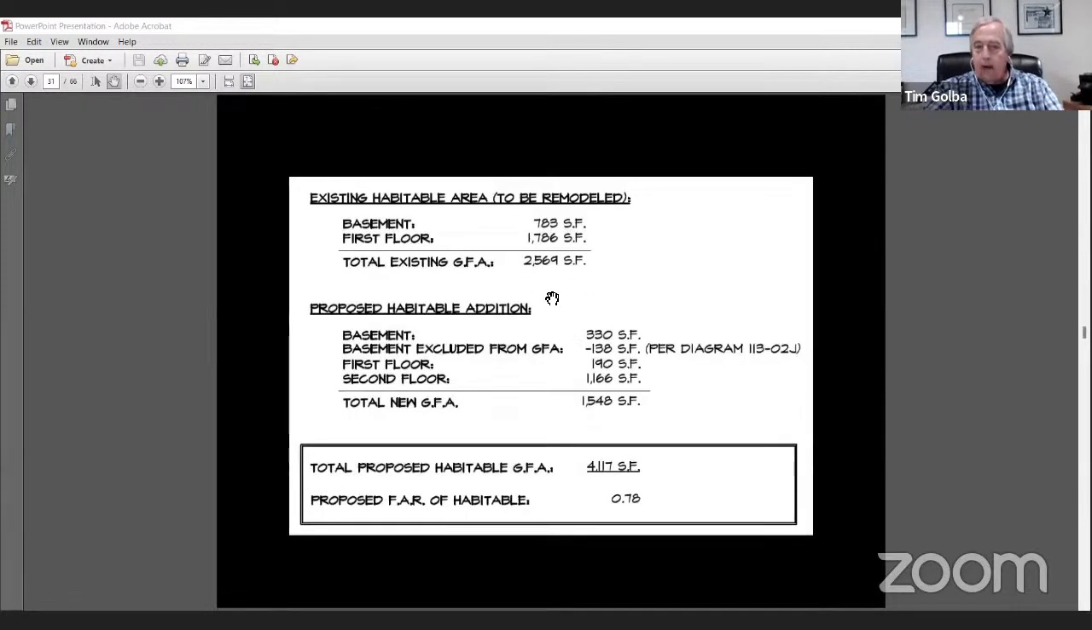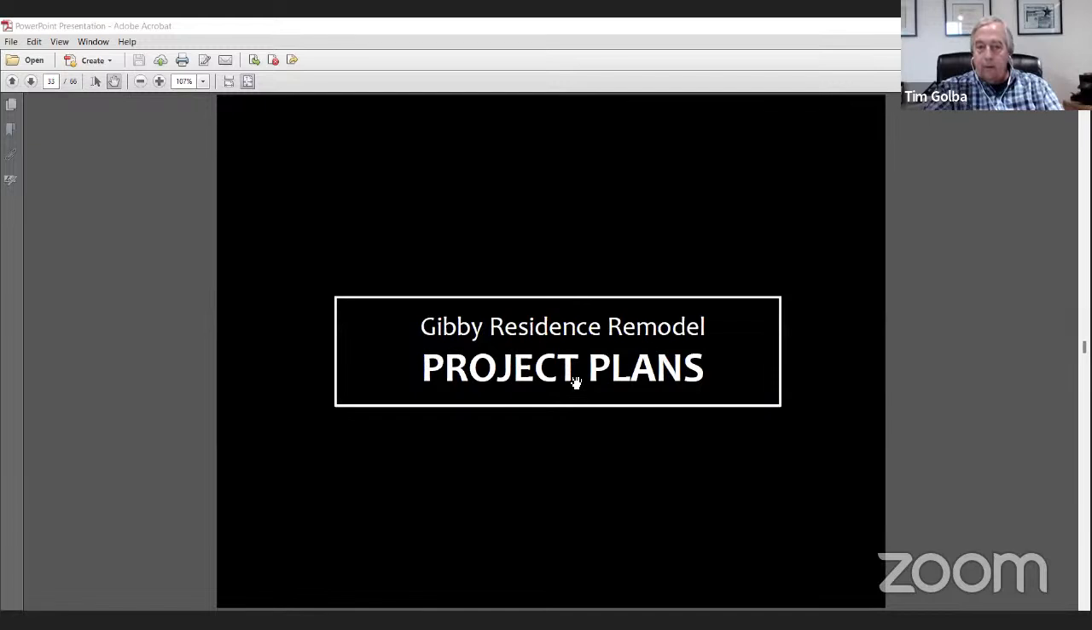Existing numbers we're at 2,569, and the project proposes a 1,548 addition to the project itself. So that gives us a total of 4,117 and an FAR then at 0.78. And then I'll get into the plans real quick.